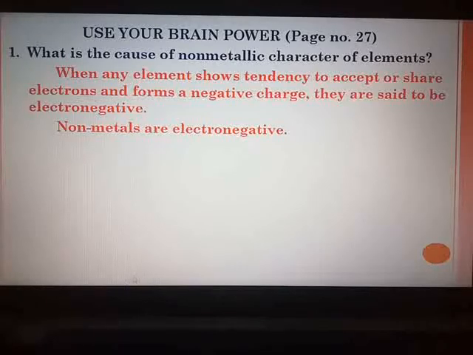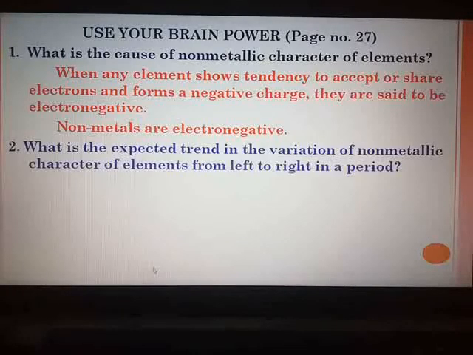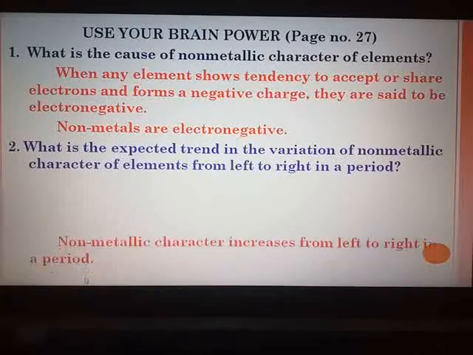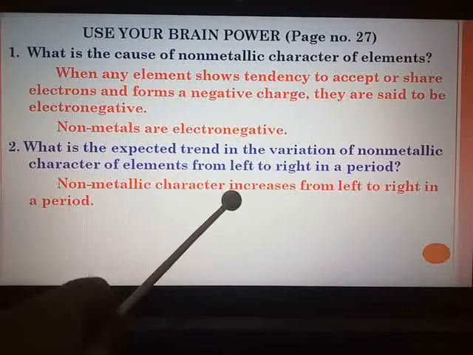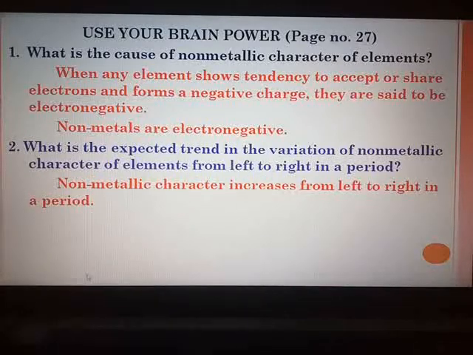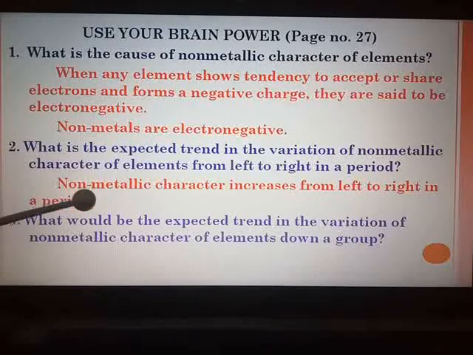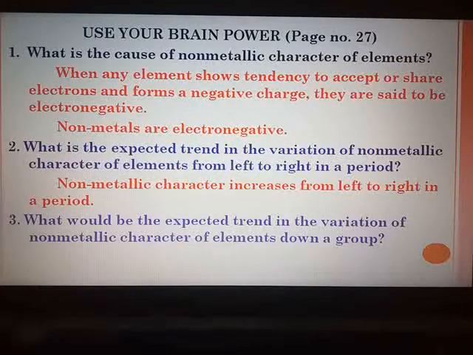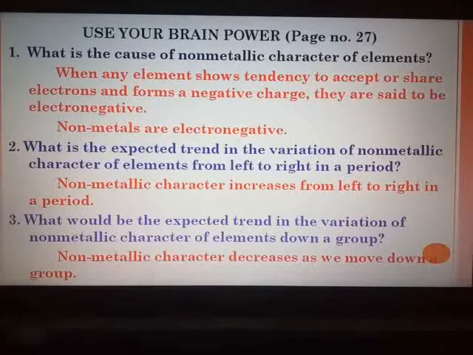Second, what is the expected trend in the variation of non-metallic character of elements from left to right in a period? You know, non-metallic character increases as you go from left to right in a period. Very simple. And the third, what would be the expected trend in the variation of non-metallic character of elements down a group? The non-metallic character decreases as we move down a group.